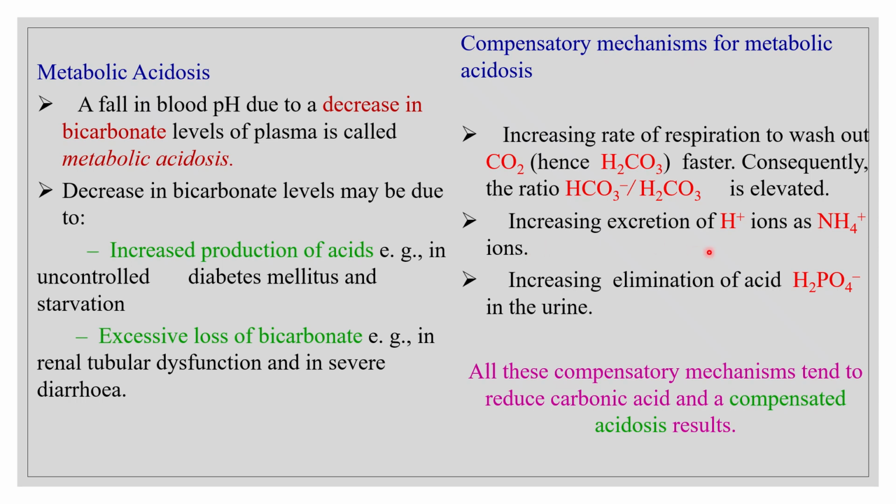Then second is increasing excretion: at the level of the kidneys, excretion of H plus ion as ammonium ion will be raised. Then increasing elimination of dihydrogen phosphate ion in the urine. So these are all acidic contents removed through the kidneys. And first is via respiratory. The respiratory rate becomes faster, so as to remove the excessive carbon dioxide. So all these compensatory mechanisms tend to reduce the carbonic acid, and a compensated acidosis results.